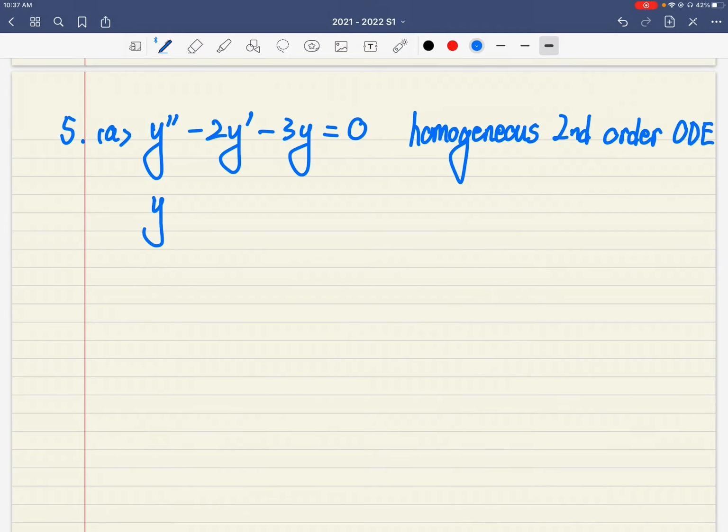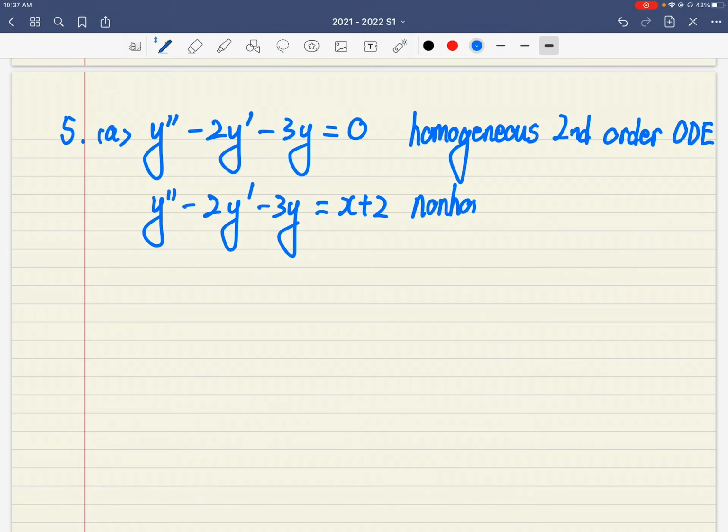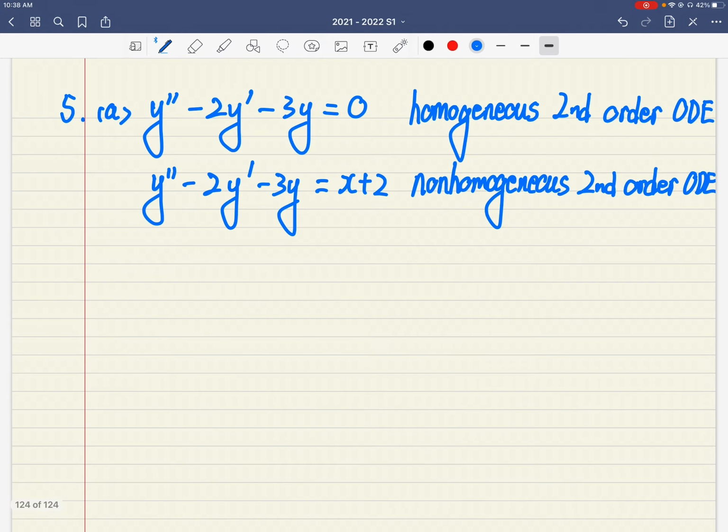So what is a non-homogeneous? The left-hand side is the same, but the right-hand side now, instead of 0, you have a function of x. For example, x plus 2. This is called a non-homogeneous second-order ODE.